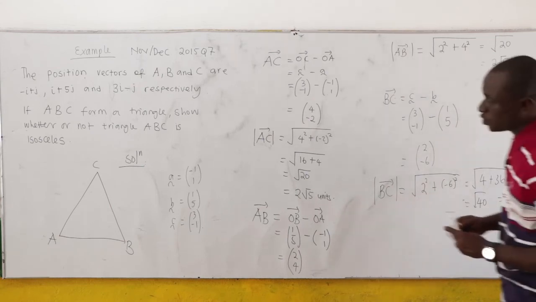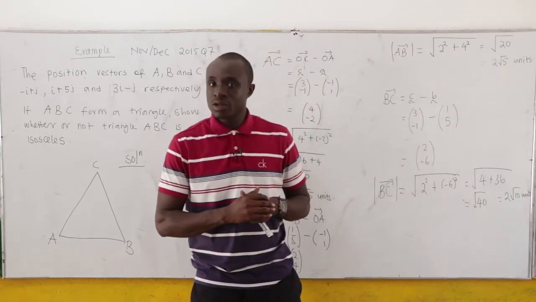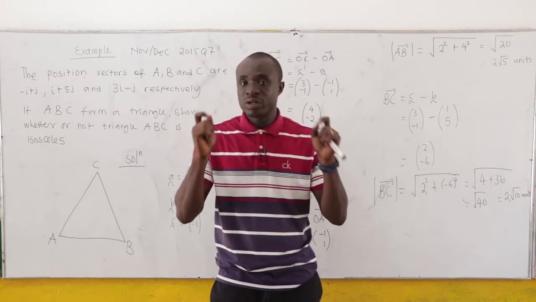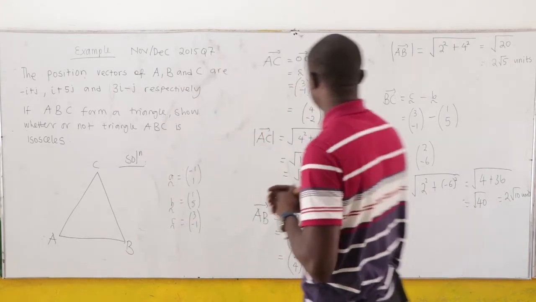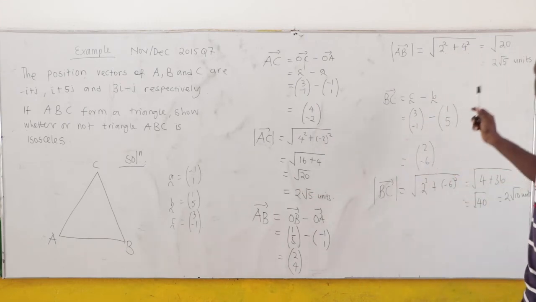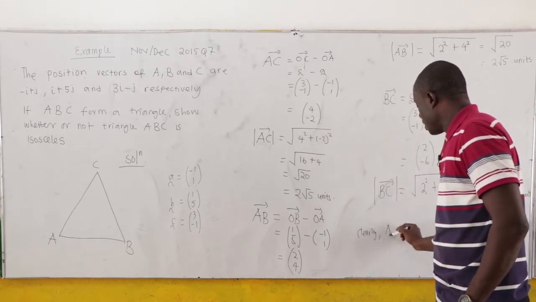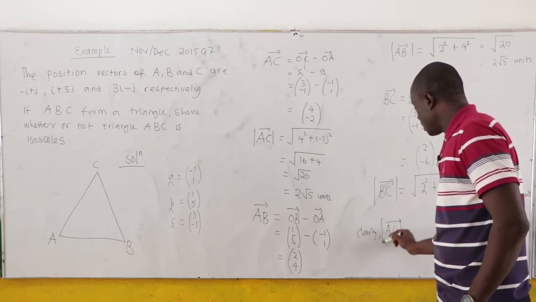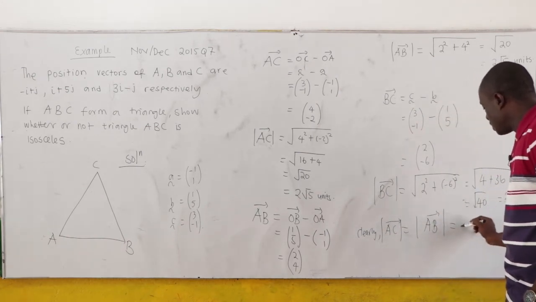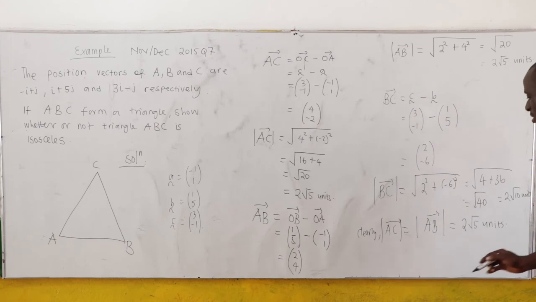Now, the question says that we should show if this is an isosceles triangle. Now, for an isosceles triangle, the lengths of two sides are equal. Let's see if the lengths of two sides are equal. Yes. Now, AC is the same as what? AB. So clearly, AC is the same as the length of AB. And this is the same as 2 root 5 units.